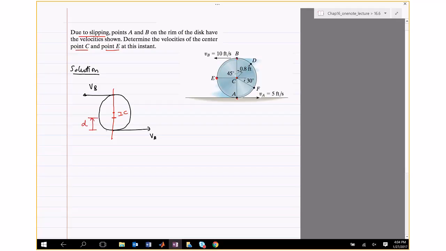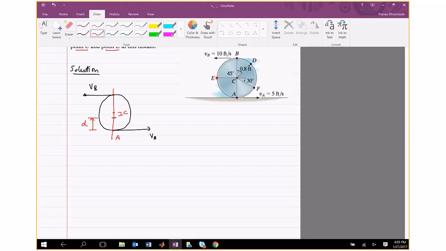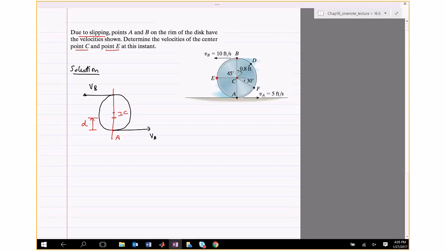Let's call the distance from point A to IC as X. So X is the distance of the IC from A. We know that this distance, twice the radius of the disk, is about 1.6. Which means that this distance is 1.6 minus x.